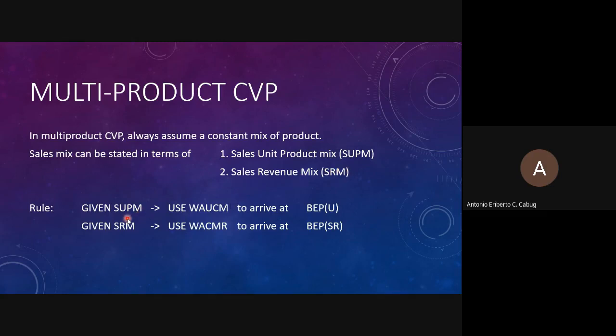Now, this is what you're going to do. If you want to arrive at the UCM or CMR, it will be a challenge because there are at least two products. Tama? Kunyari, meron kang apple tsaka orange. Iba yung presyo ni apple tsaka ni orange. Iba yung variable cost ni apple tsaka ni orange. They have different price and unit variable cost figures.